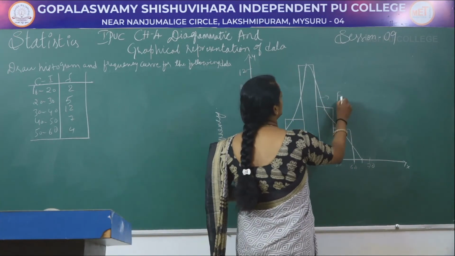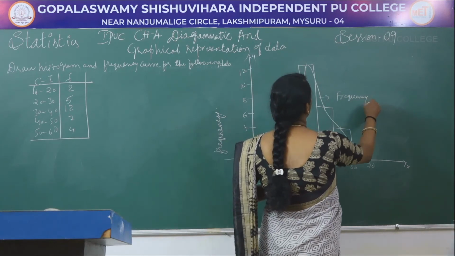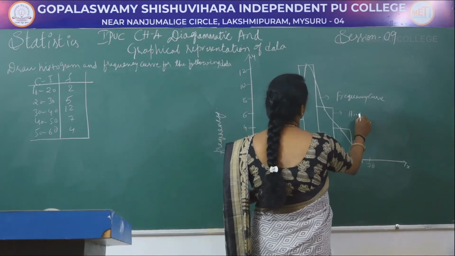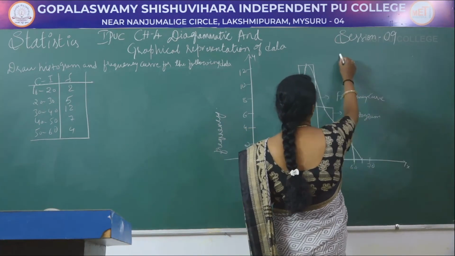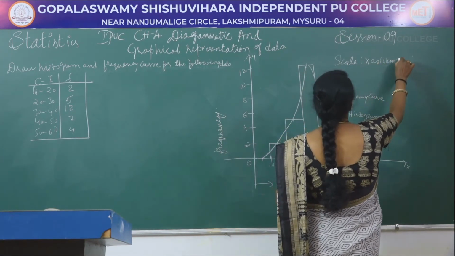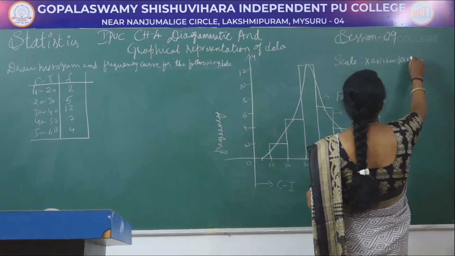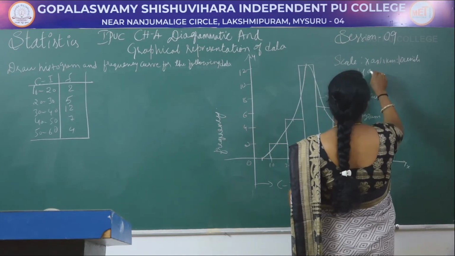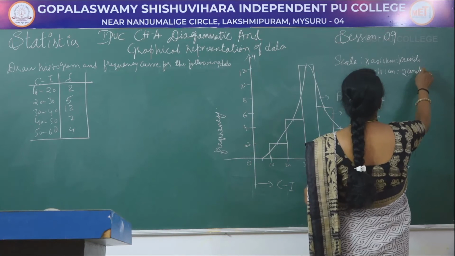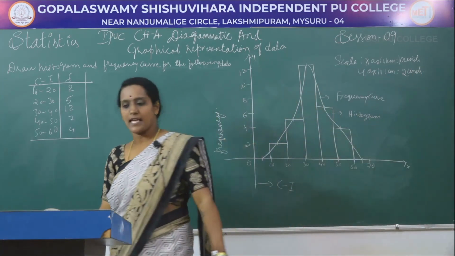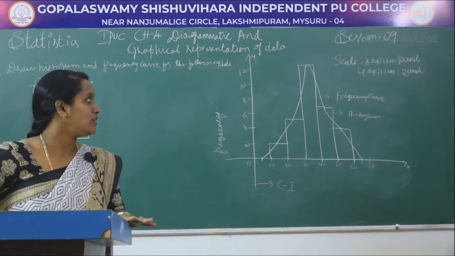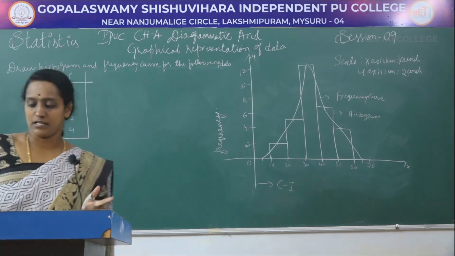This is your frequency curve and this is your histogram. Now you have to write the scale. X axis 1 centimeter is equal to 10 units. Y axis 1 centimeter is equal to 2 units. Okay. Again I am repeating, in each and every problem it is compulsory to write the scale. That scale will also carry 1 mark. Next problem.